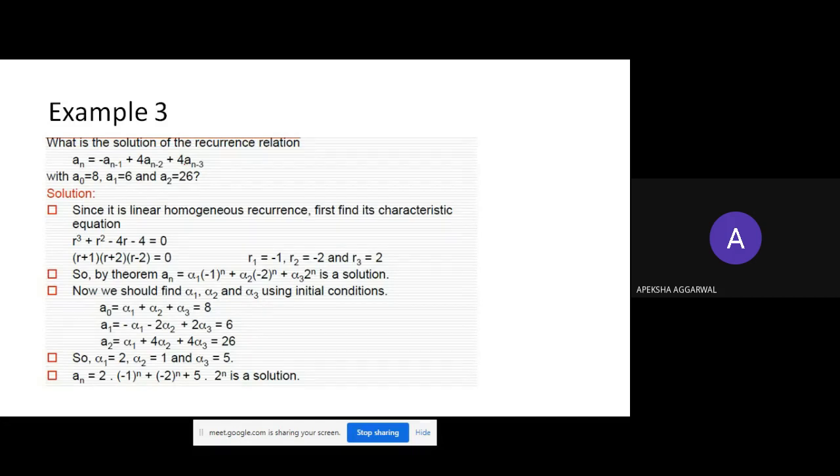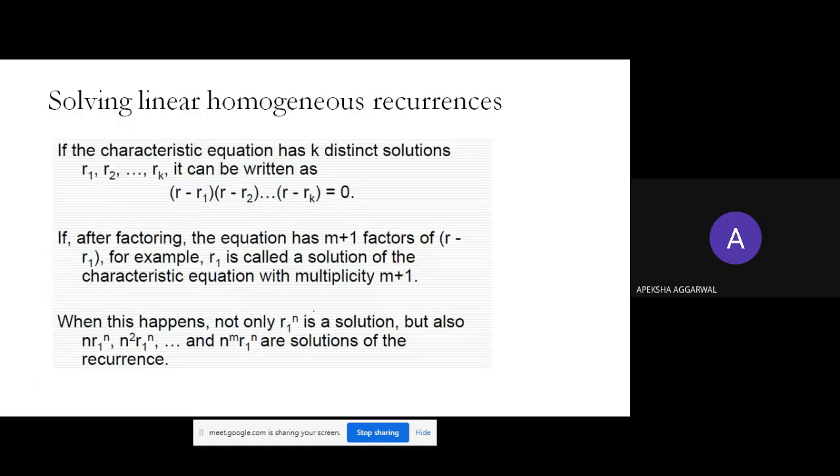Now, in the next question, you just have three r's. So that would be alpha 1 r1 to the power n, alpha 2 r2 to the power n, and alpha 3 r3 to the power n. And you will solve these equations for three variables. Okay. Now, next, solving linear homogeneous recurrences.